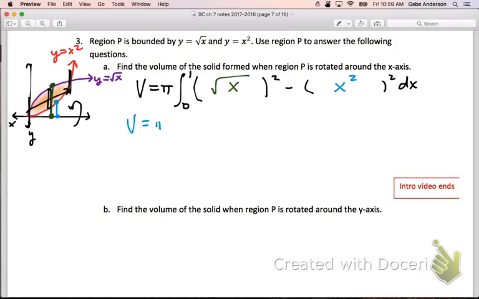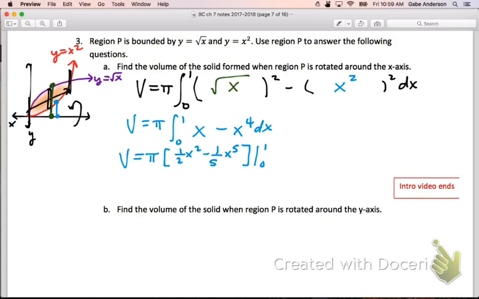So volume equals pi integral from 0 to 1. Root x squared is just x. X squared squared is x to the 4th. As I find my antiderivatives, it's going to be pi times 1/2 x squared minus 1/5 x to the 5th, evaluated from 0 to 1. So I'll plug in a 1, and I get 1/2 minus 1/5. And when you plug in a 0, both terms end up going to 0. That won't always be the case, but in this case it is. So this will actually work out pretty nicely.